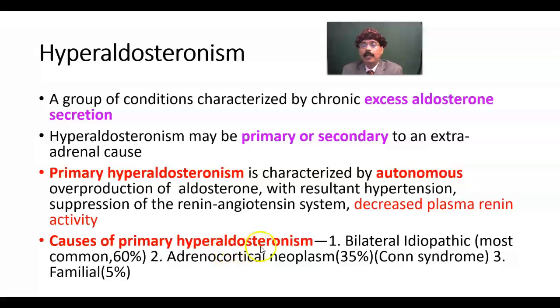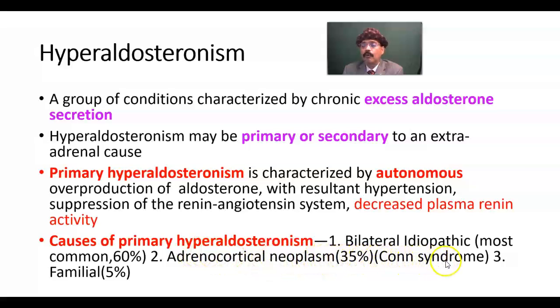Causes of primary hyperaldosteronism: bilateral idiopathic is the most common. In idiopathic bilateral, there will be enlargement of the adrenal cortex. Bilateral idiopathic enlargement of the adrenal gland is more common, about 60% of cases of primary hyperaldosteronism. Adrenocortical neoplasm, a solitary tumor, usually benign, rarely malignant, accounts for around 35% of cases.